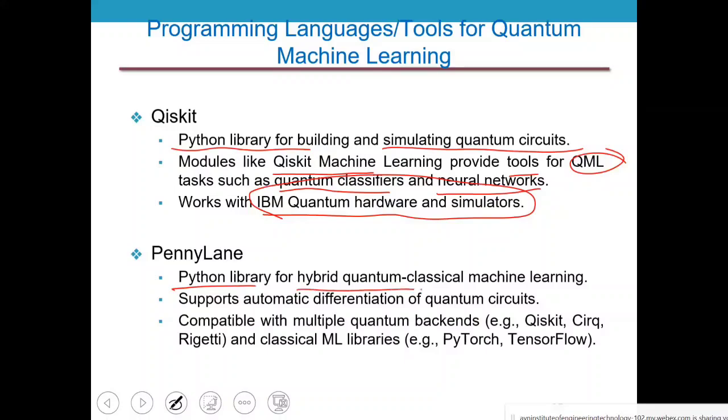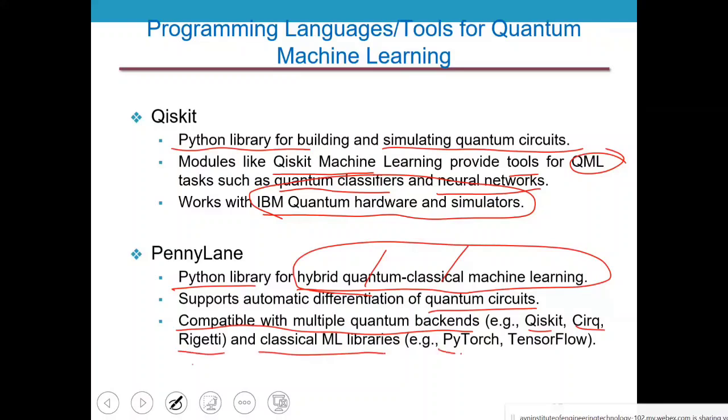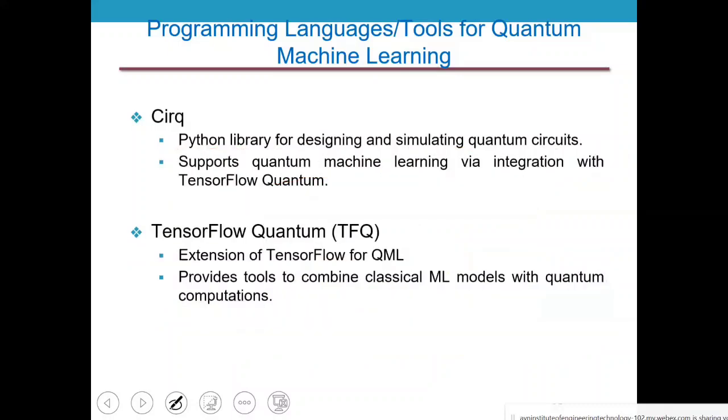PennyLane is a Python library for hybrid quantum classical machine learning. It's a hybrid one, quantum and classical machine learning. It supports automatic differentiation of quantum circuits and is also compatible with multiple quantum backends like Qiskit and Cirq, and the classical ML libraries, because it's compatible with both Python and quantum computing. And Cirq is a Python library for designing and simulating quantum circuits.